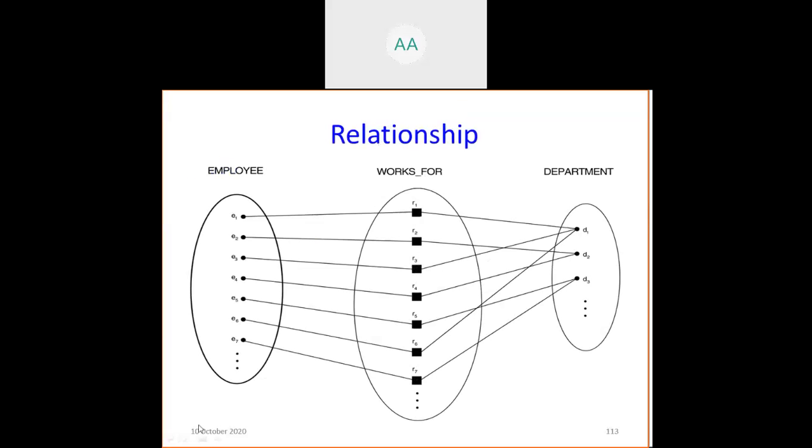Now look at the relationship here. An employee works for a department. Look at that: this department D1 appears here, and here, with different people. Are you getting it? So E1 works in department D1. E3 works in this one. And employee E6 works with department D1.